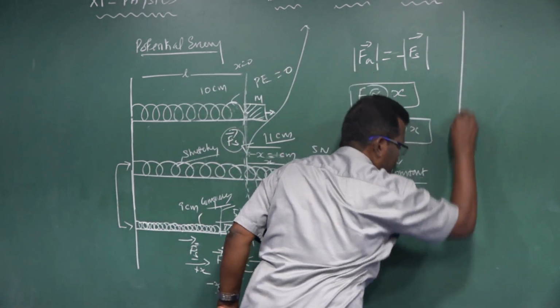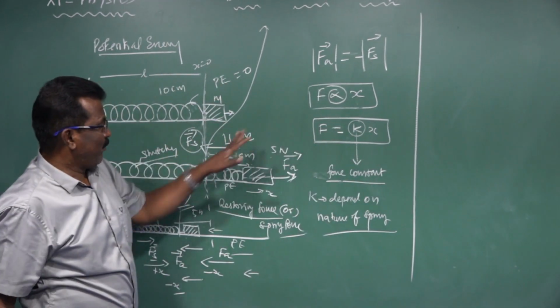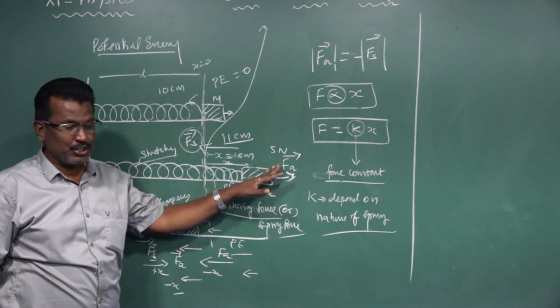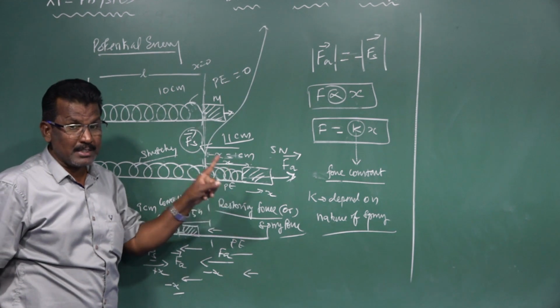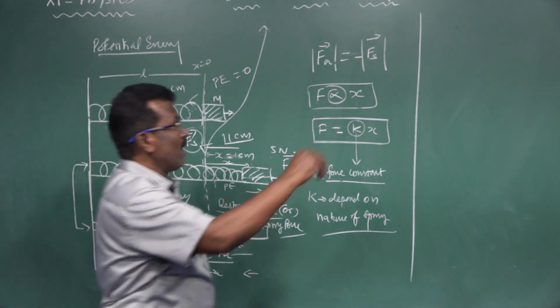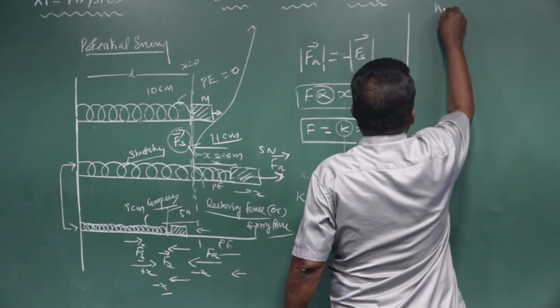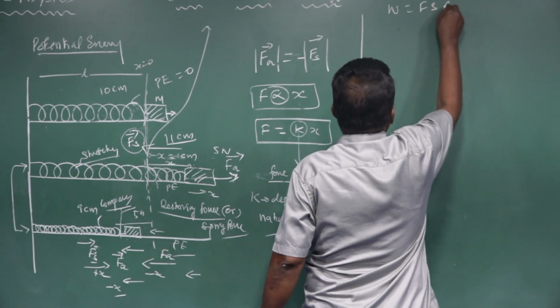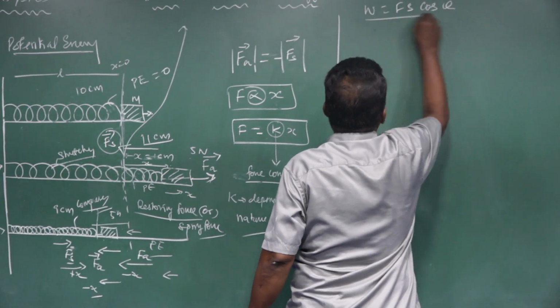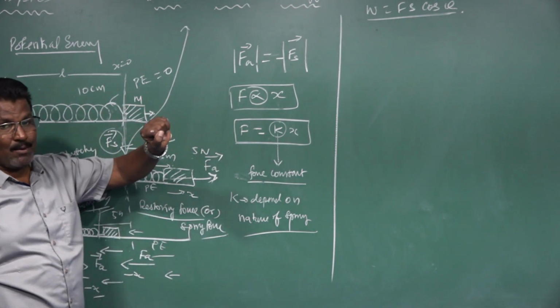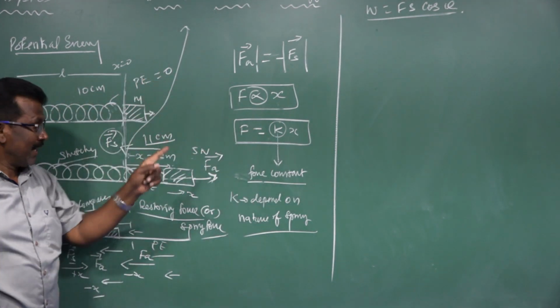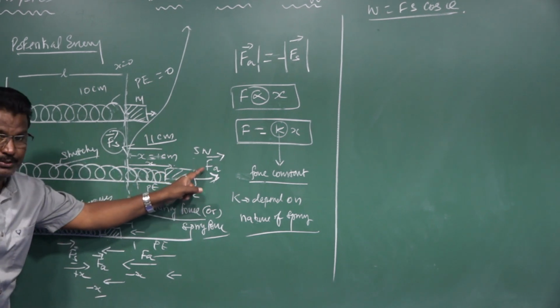Suppose, when the force is applied, the body changes position and is storing energy. What energy? Potential energy. How do we calculate the energy? By the formula for work. W is equal to Fs cos theta. We know W is equal to Fs cos theta. What is W? Work done by the force.